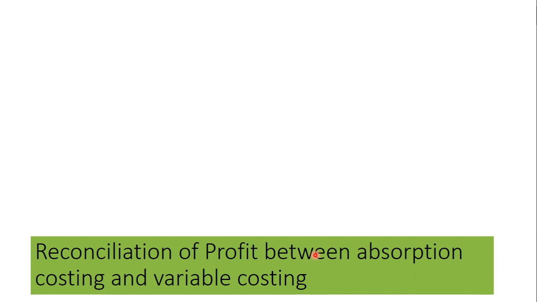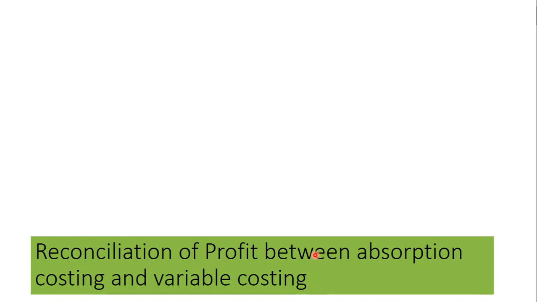Now we will be talking about reconciliation of profit between absorption costing and variable costing. Basically, the profit between absorption costing and variable costing will vary for this reason: absorption costing has considered the fixed manufacturing cost as product cost, while variable costing has not considered the fixed manufacturing cost as part of its product cost.